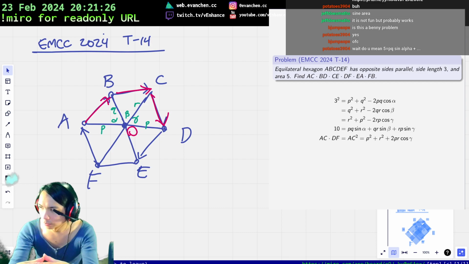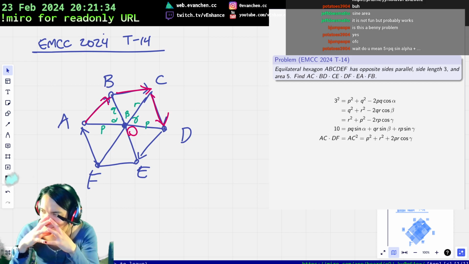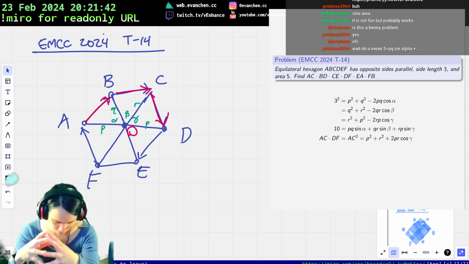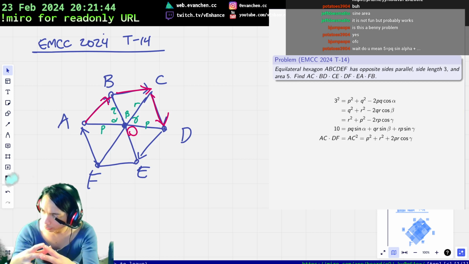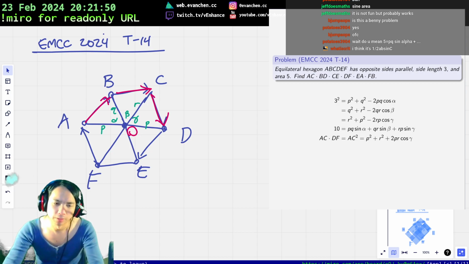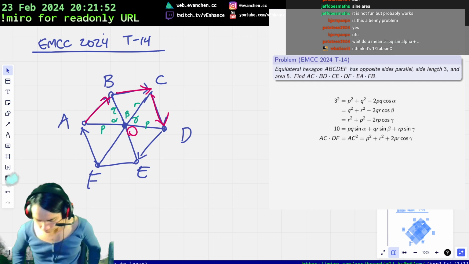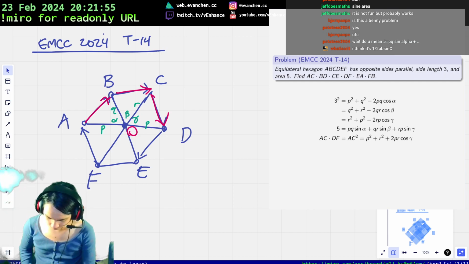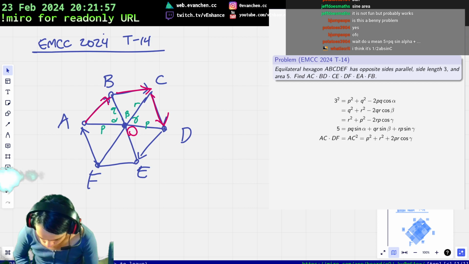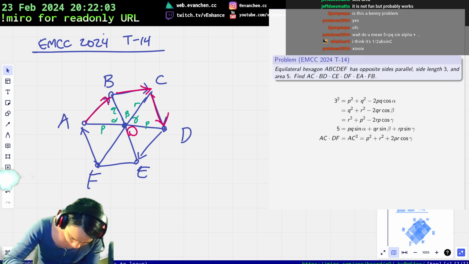So let's see. Yeah, no, this is really bad. Oh, I don't want to transfer. 5 equals PQ. No, I think I mean 10. Because the area. Oh, I see. Sorry, you're right. I only counted off the hexagon. My bad. Okay, never mind. Let's not do this. I think this is too icky.